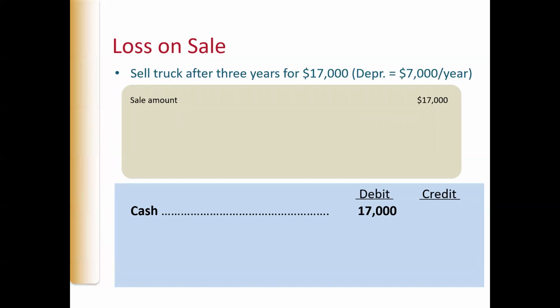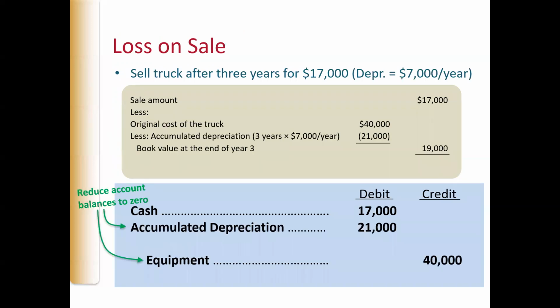Now, what happens after 3 years if we sell the truck for $17,000? Well, we know our book value at the end of 3 years is 19. So here we'd have a loss of 2,000. We'd show a debit to cash of 17, a debit to accumulated depreciation of 21, a debit to loss of 2,000, and a credit to our equipment of 40.